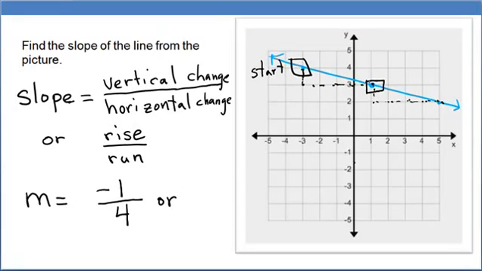I could have counted in the other direction. I could have started at this lower one that I have boxed, and I could have gone up 1, which would have been positive, but then I would have gone to the left 1, 2, 3, 4, and to the left would have been negative. So it doesn't matter which place you start, the slope will be the same.